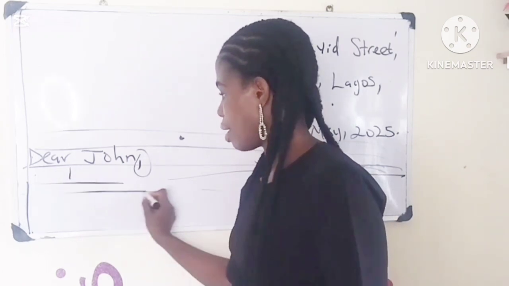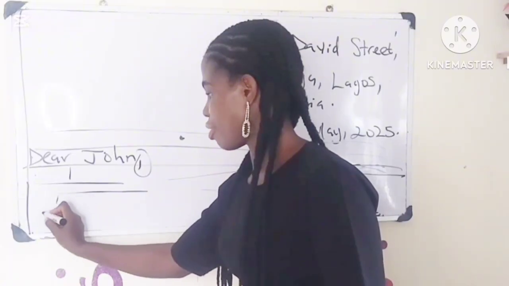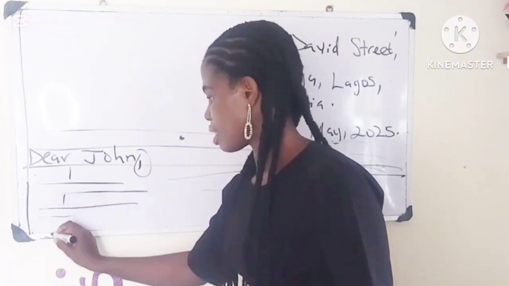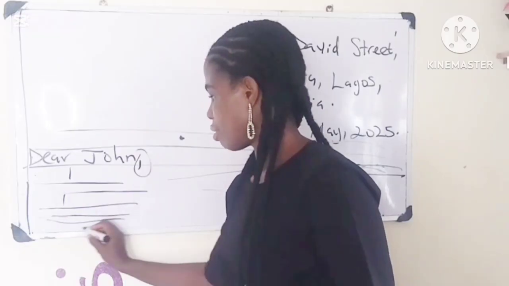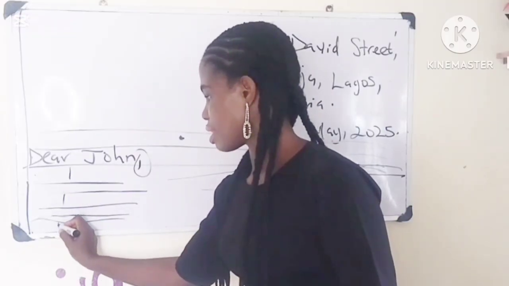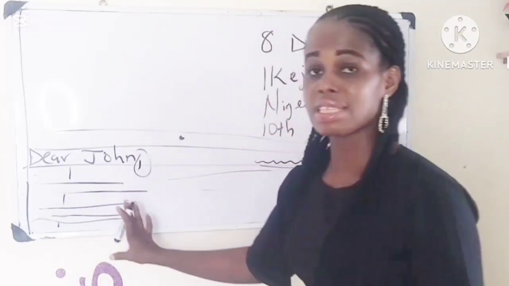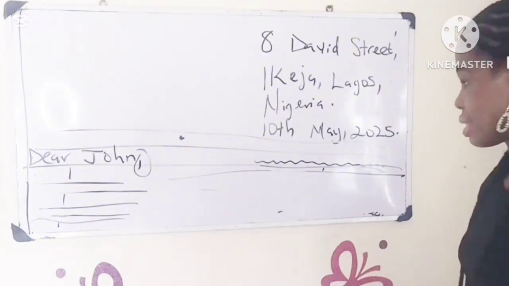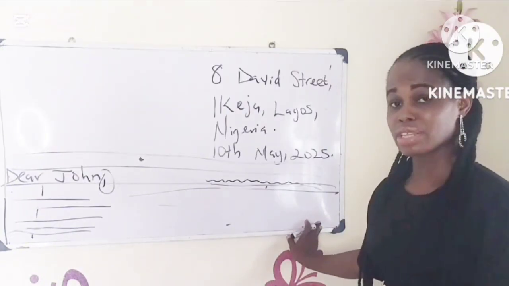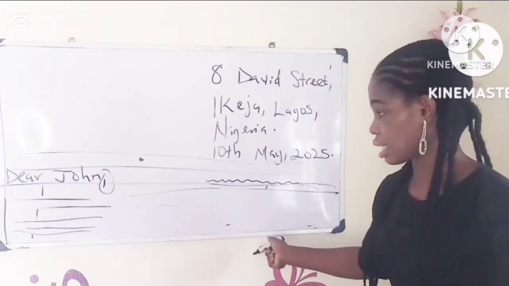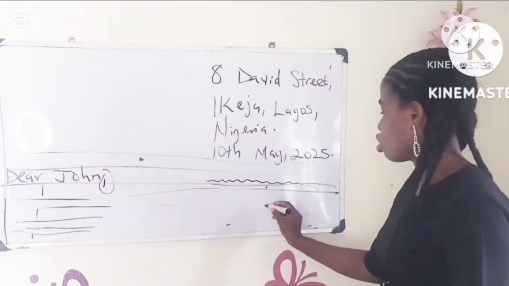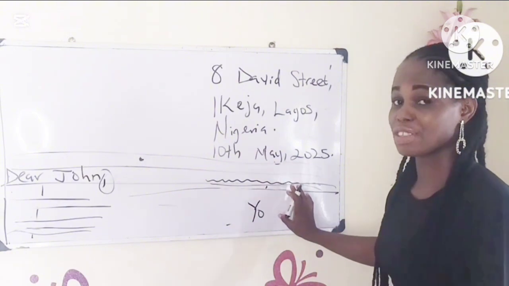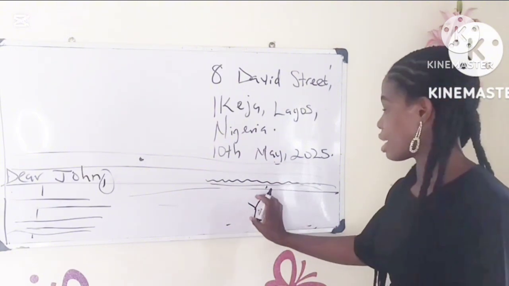You give another space before you start another paragraph, and another space before you start another paragraph. This is the letter format which is required in the WASSCE exam. Then we're talking about the complimentary close, the complimentary ending. So you're going to write yours sincerely after the last line of the body of the letter.